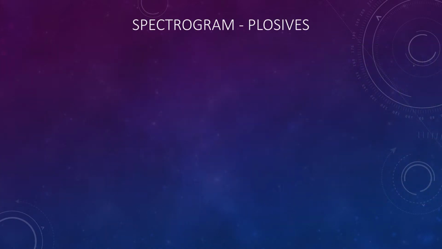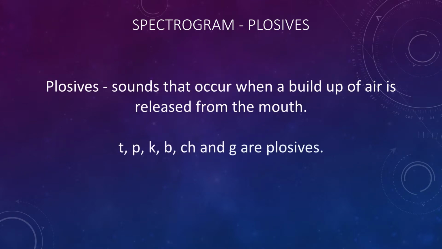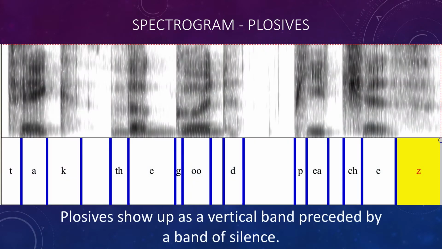Plosives. Plosives are sounds that occur when a buildup of air is released from the mouth. T, p, k, b, ch, and g are plosives. On a spectrogram, a plosive shows up as a vertical band preceded by a band of silence.